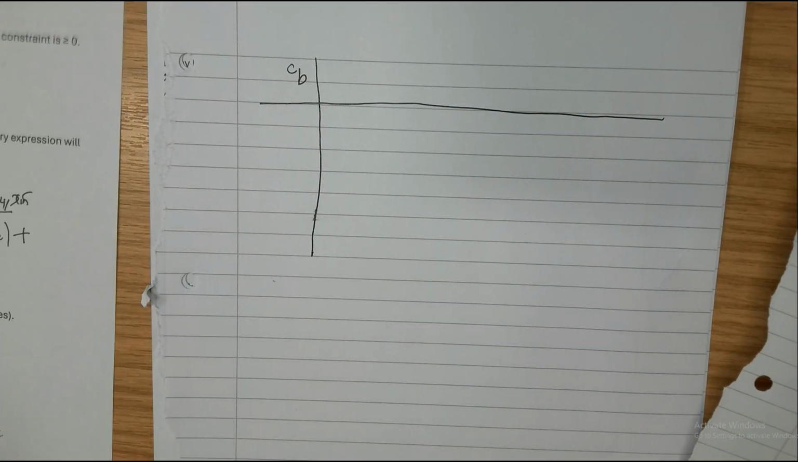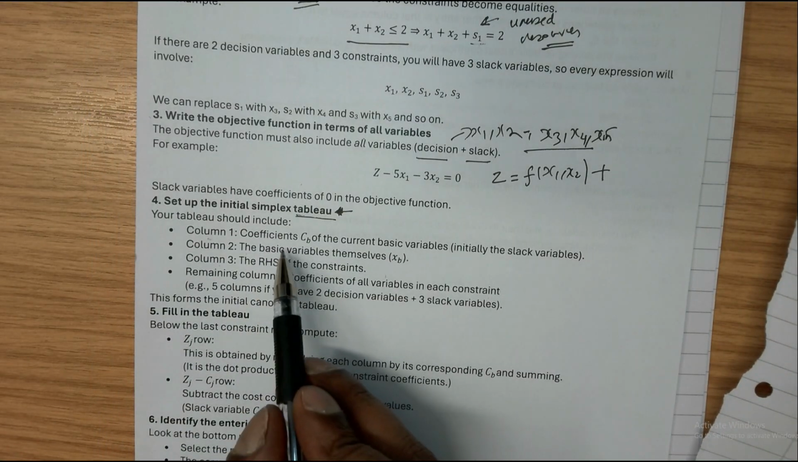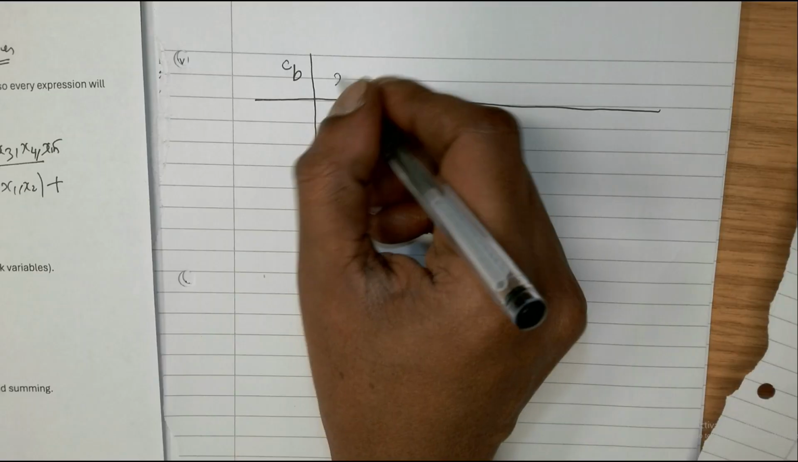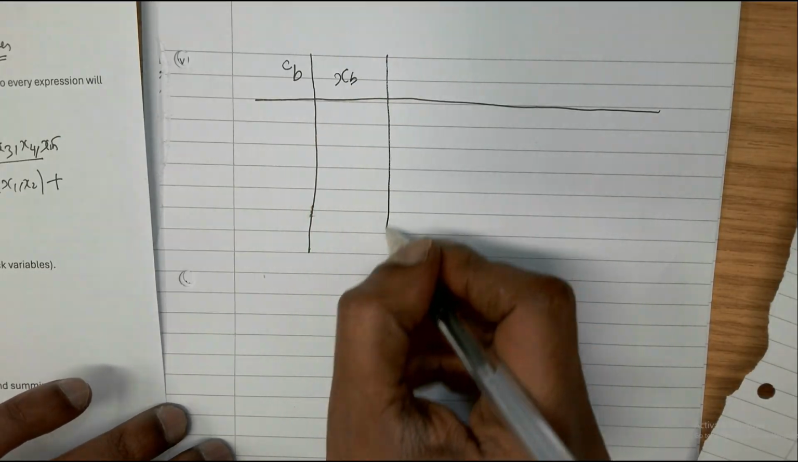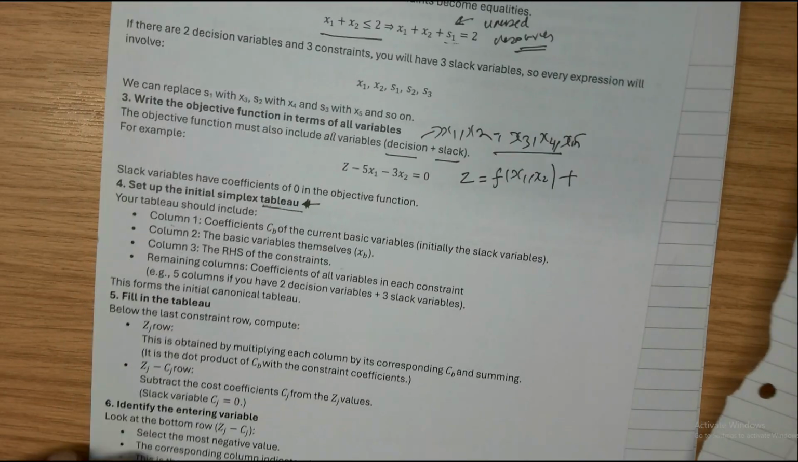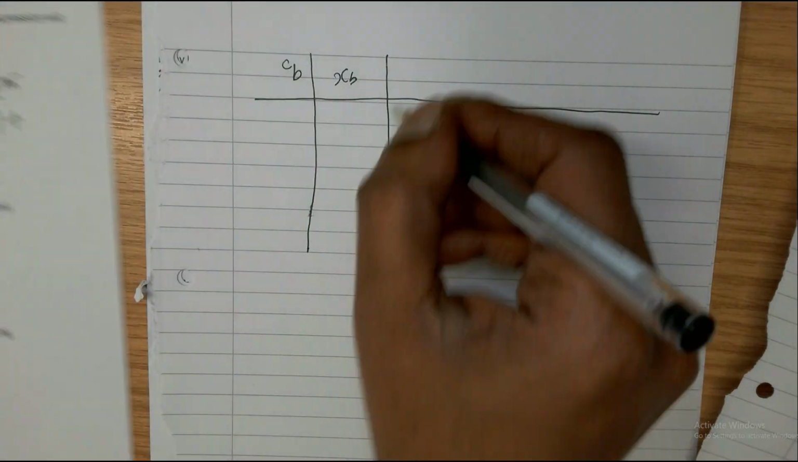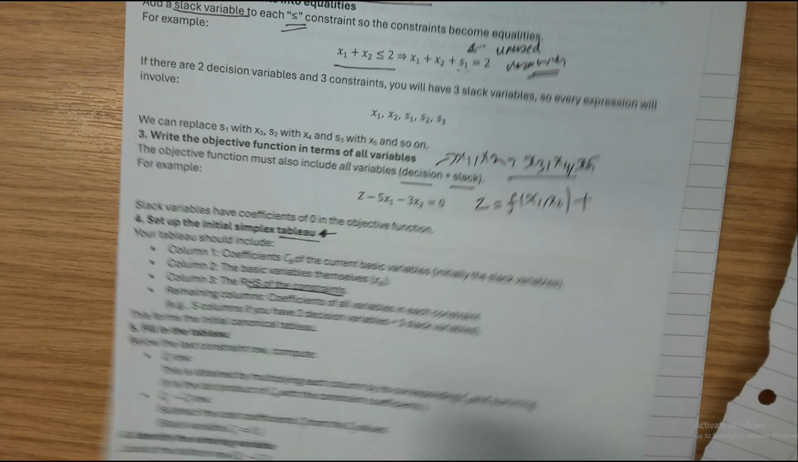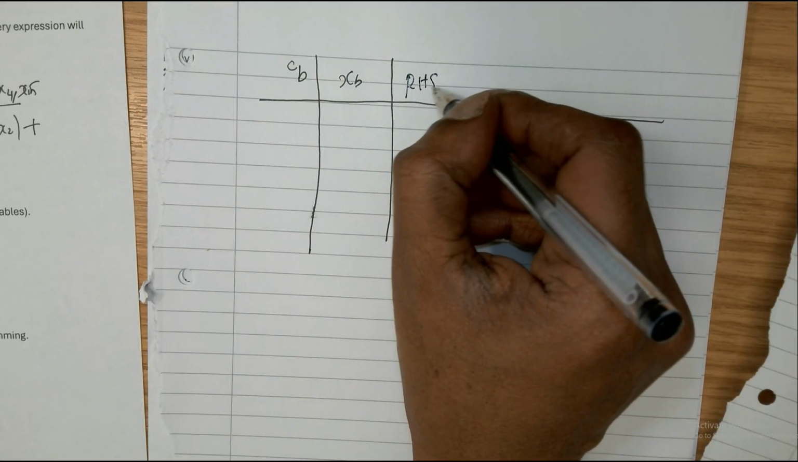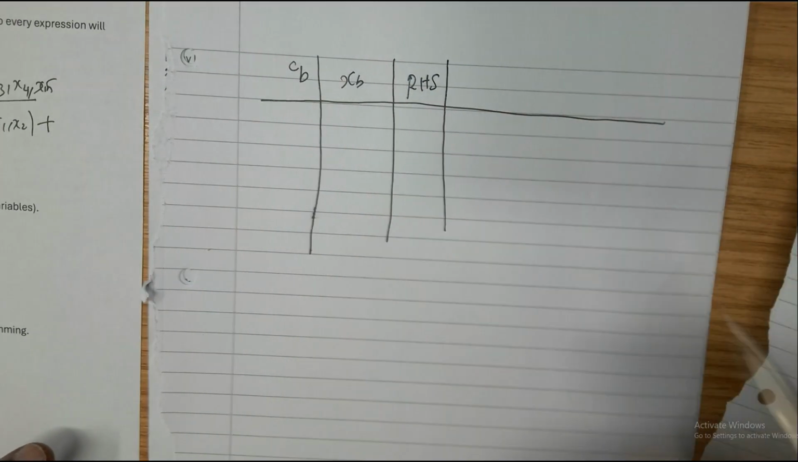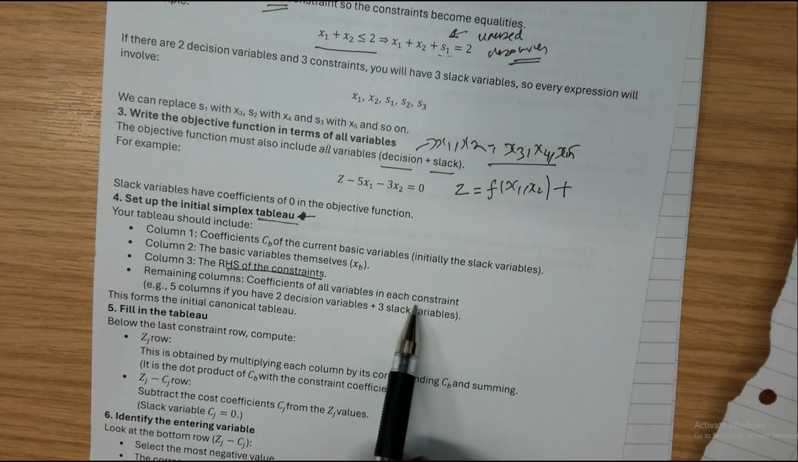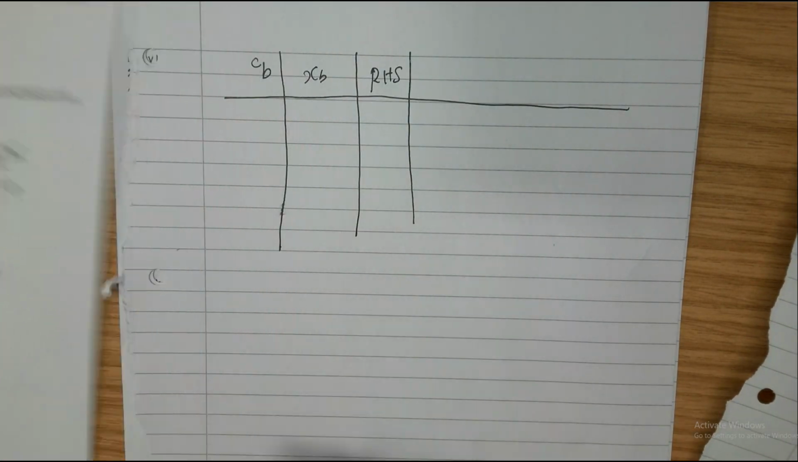So what do we mean by that? Let's first write the column titles. The basic variables themselves, XB, let's put that here. The third column should be the right hand side of the constraints, which is this one. Follow the pen. And then the remaining columns are nothing but the coefficients of all the variables in each constraint. So what do we mean by that?